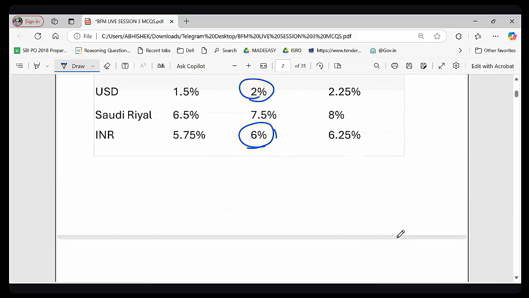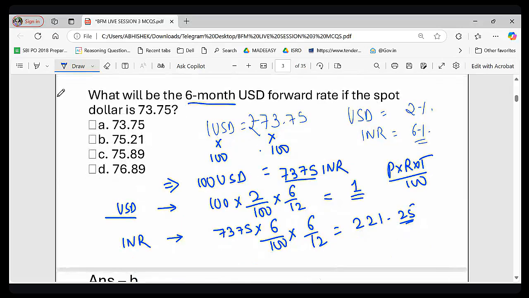Now, this was the first question asked: what will be the 6-month USD forward rate if the spot dollar is 73.75? So a spot rate is given, 73.75. We have multiplied both sides by 100 so that it becomes easier for us to calculate. After multiplication, we get 100 USD is equal to 7375 INR. Now this is a spot rate. We have calculated the interest rate for 6 months, right? For USD we have got 1, and for INR we have got 2.25, right?